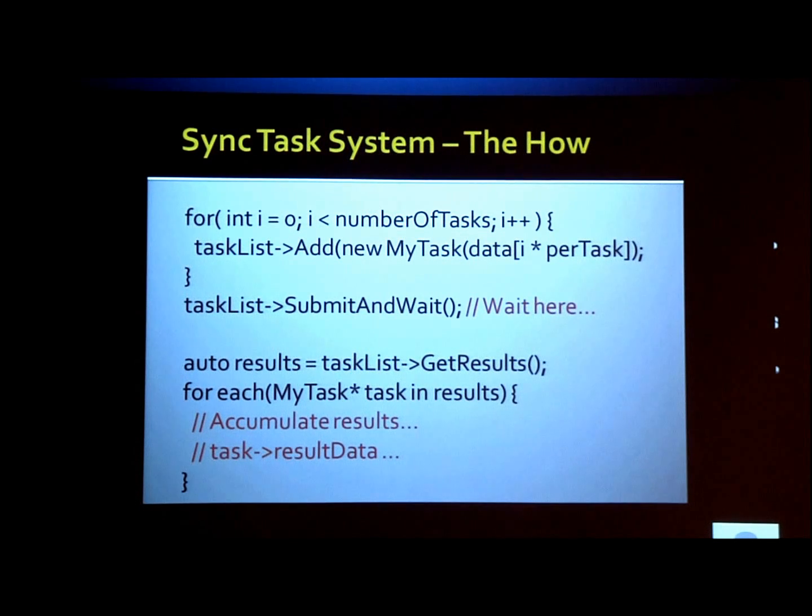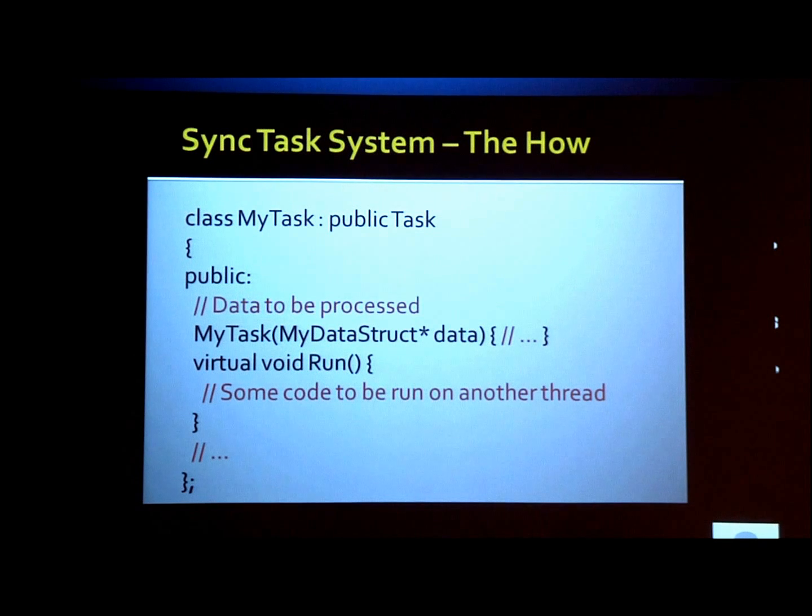When we have the task list, we're adding the task. My task is a class that's inheriting from the base task object, and you can see that we're taking in some kind of data structure here, whatever. The real important part is that, like a command object, this has an execute function that we're overriding, and anything that we put inside this run code is the thing that's going to be run on a separate thread. And it's important that these tasks function independently of each other because they're going to be running on separate threads.